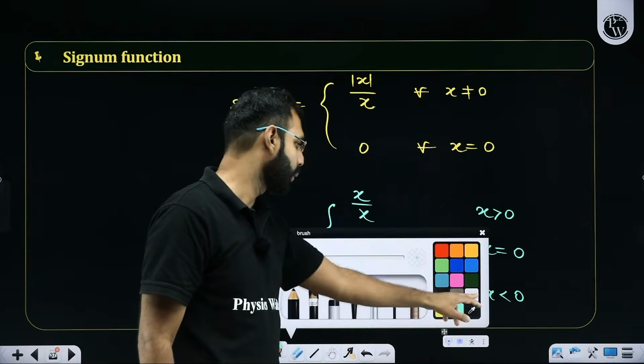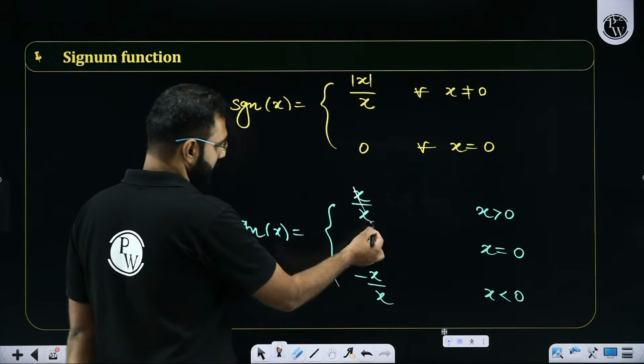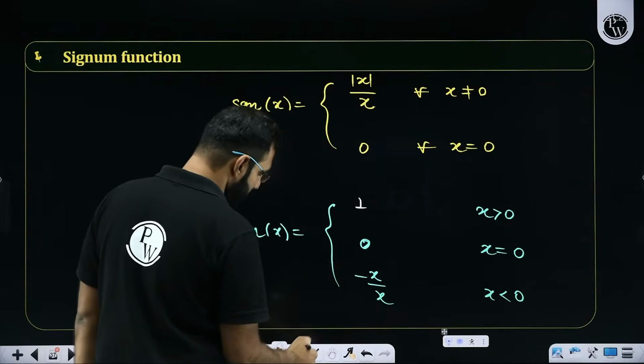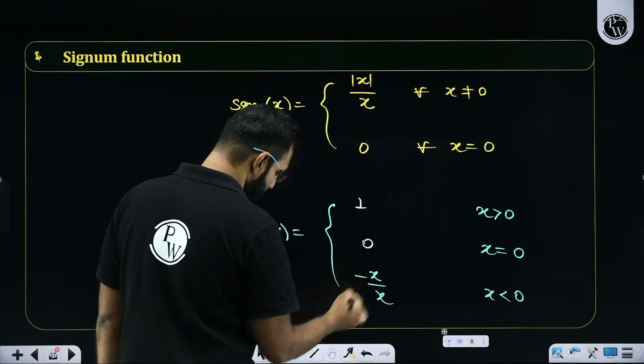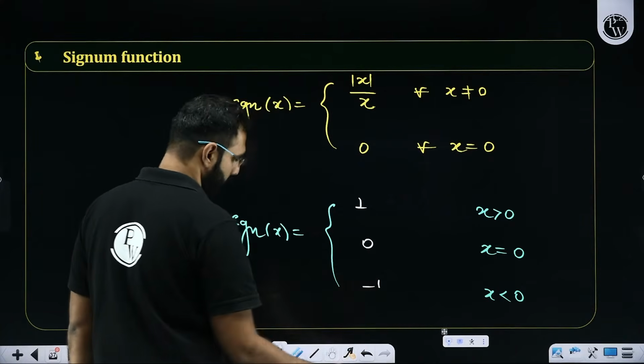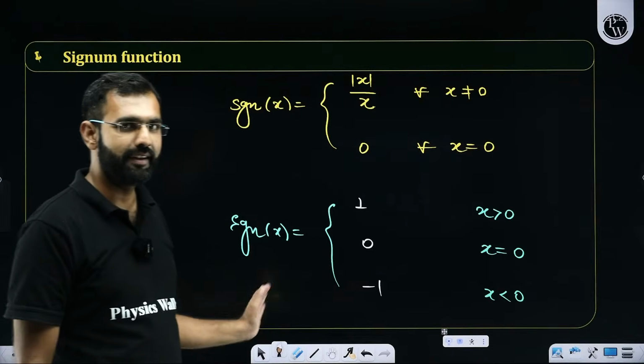Now, can you help me with a better definition? Can we simplify it further? Sir, x upon x is clearly 1, so I could have written it as 1. 0 is clearly 0, so you could simply write it as 0. And minus x upon x, we need not tell you, you already know it is minus 1. It is clearly minus 1. So this is how you define the signum function.